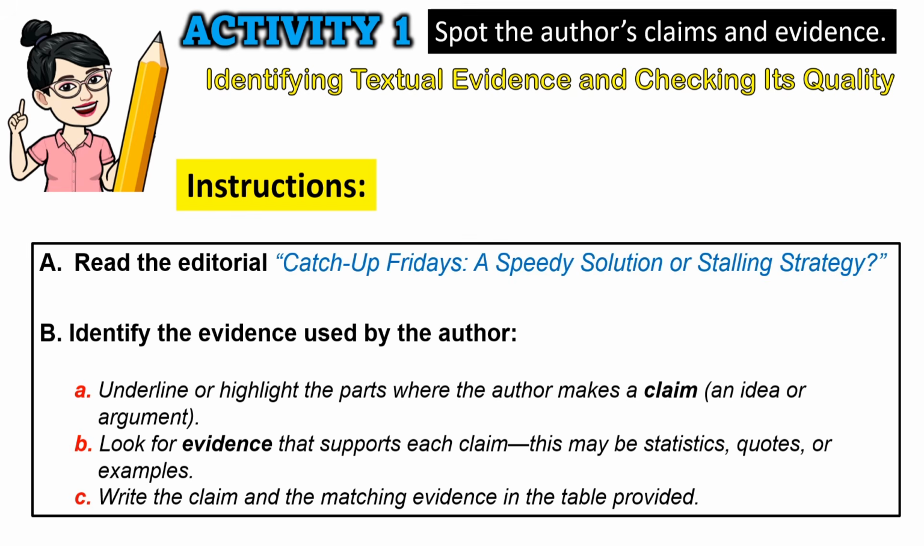Here are the instructions. Read the editorial Catch-up Fridays, a speedy solution or stalling strategy. Identify the evidence used by the author. You have to underline or highlight the parts where the author makes a claim, or an idea or argument. Look for evidence that support each claim. This may be statistics, quotes, or examples. Write the claim and the matching evidence in the table provided.